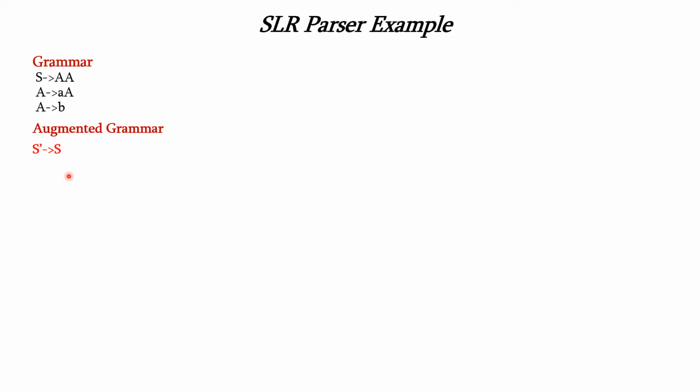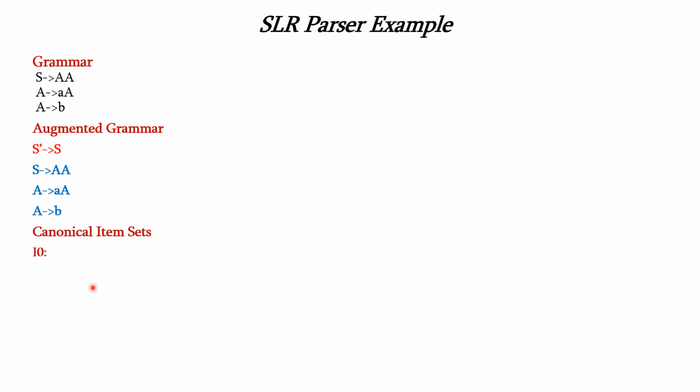Then we have to write all the productions in the given grammar as they are. So S → AA, A → AA and A → a. Thus we have created the augmented grammar. Next step is we have to create the canonical item sets. Let the initial item set be I0.